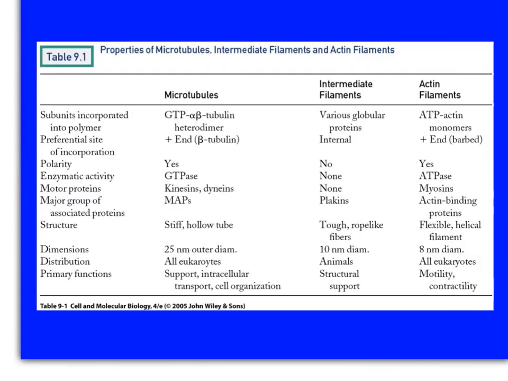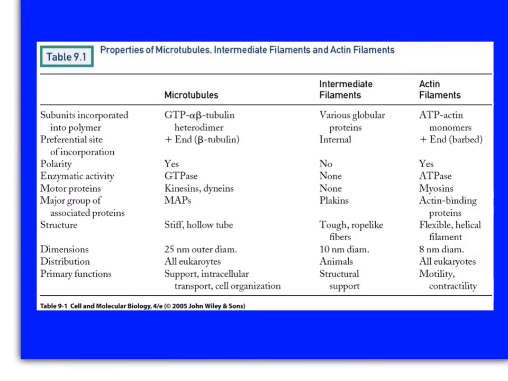Polarity, yes. No, yes. Enzymatic activity. So that means that this one's hydrolyzing GTP, whereas that one's hydrolyzing ATP. We're going to talk about motor proteins. This one has 2 motors. That one only has 1. Intermediate filaments, what are they doing? Structure, structure, structure. Okay. I don't talk a lot about this. Major group of associated proteins.